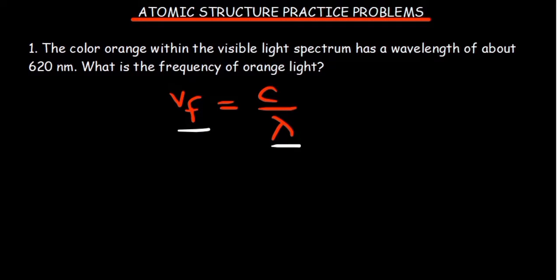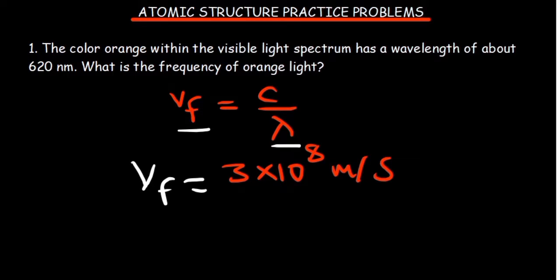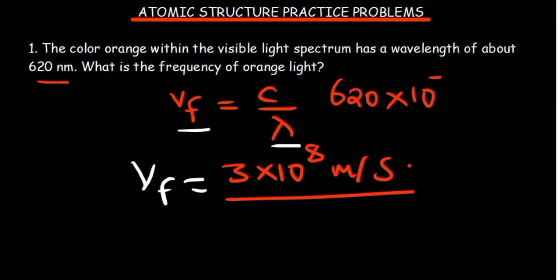So what do they want us to find? They want us to find the frequency. So it's going to be the speed of light, which is 3 by 10 to the power 8, in terms of meters per second, divided by the wavelength. So what is our wavelength in this case? 620 nanometers. Whenever you're dealing with calculations, we need to make sure that the units are standard. So we need to convert the nanometers to meters. The easiest way of converting is just by dividing by 10 to the power 9, which is the same as multiplying by 10 to the negative 9. So that is now in meters. So we have 620 by 10 to the power negative 9 meters.